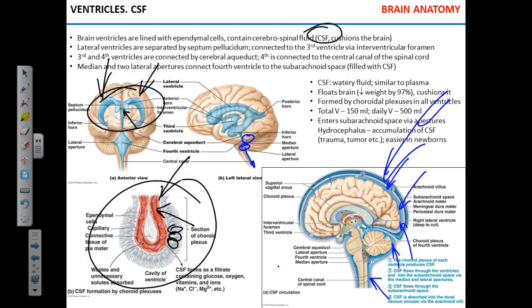Now, what's the function of CSF? Well, as written, it cushions the brain.